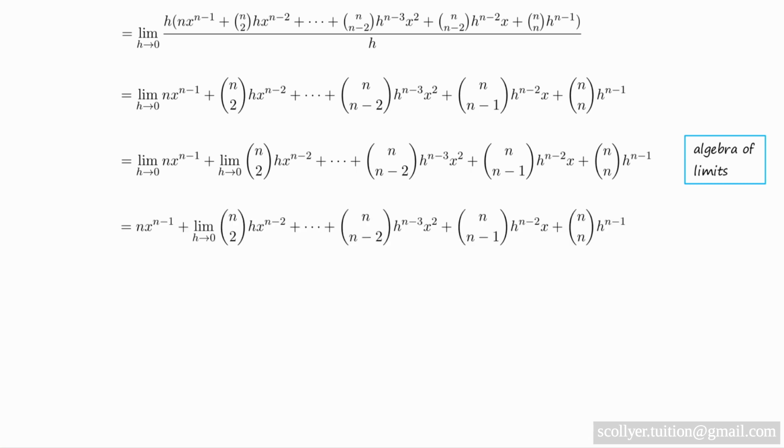And that reduces to nx to the n minus 1 plus the limit as h tends to 0 of the other terms, which results from the fact that nx to the n minus 1 does not vary with h, and so is not affected by the limiting process.